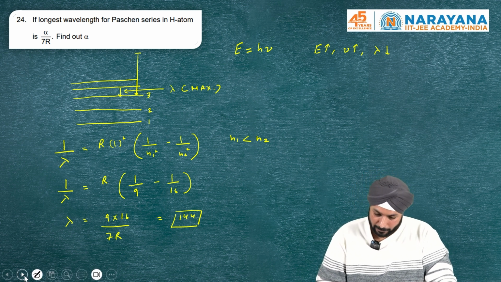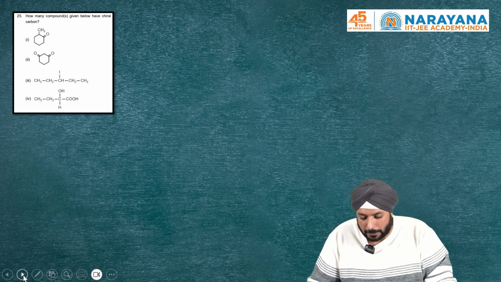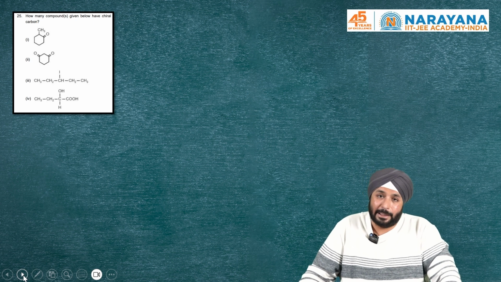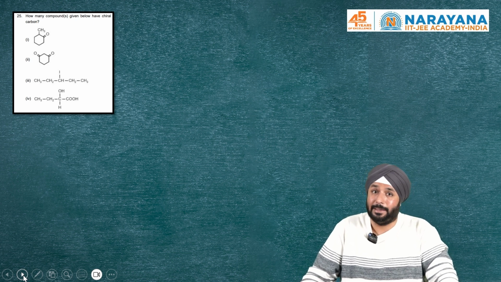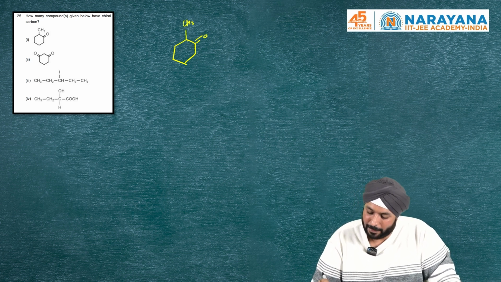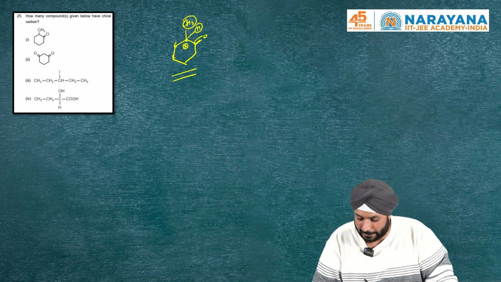Question number 25. How many of the compounds given below have chiral carbon? Now, what is the chiral carbon? The carbon which contains all four different substituents, and it should be sp3 hybridized, right? Here you have CH3 and C double bond O. This carbon, check. I have hydrogen, CH3, some other group over here, and I have a C double bond O, some other group over here. Clearly, this carbon is chiral. This contains a chiral center.